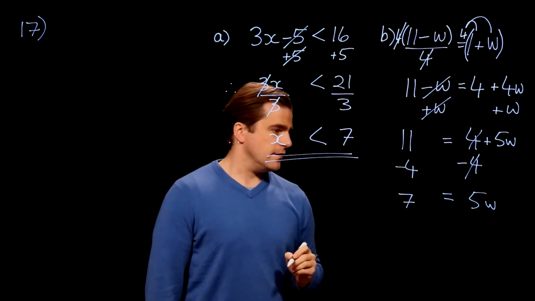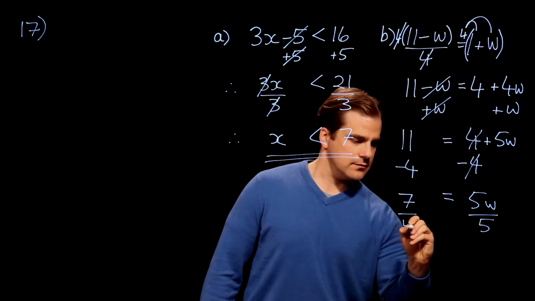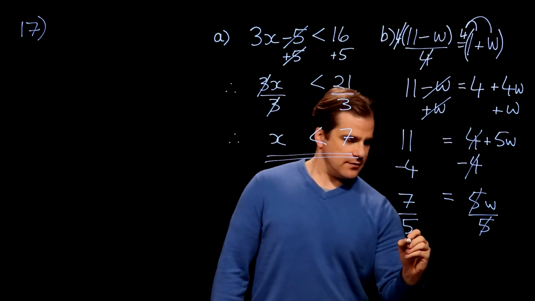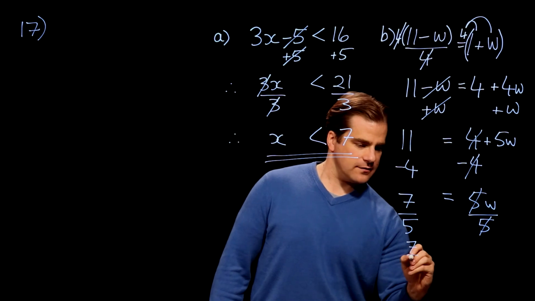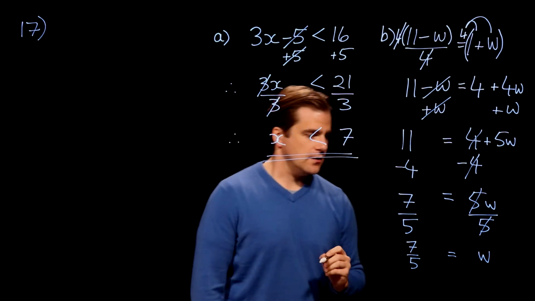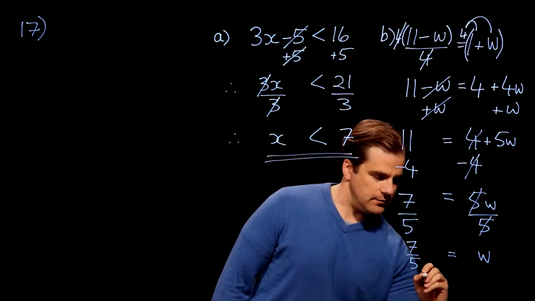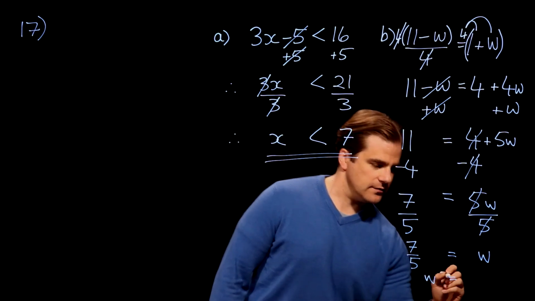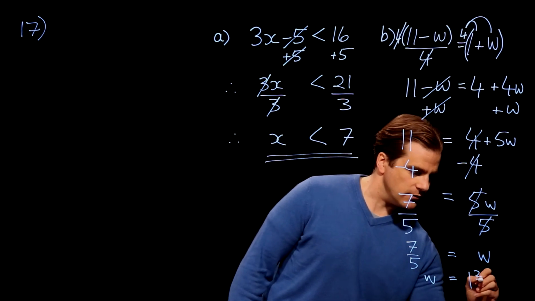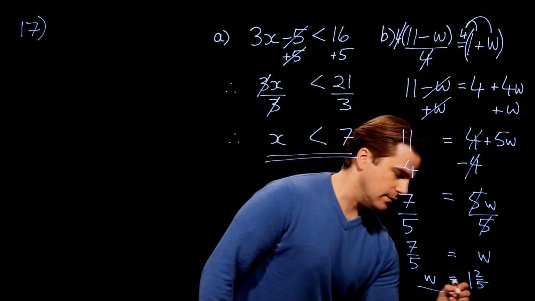Bring the 5 over here by dividing both sides by 5. 5's cancel, and we're left with 7/5 is w. It's top heavy, so we rewrite it as w equals, 5 goes into 7 once, remainder of 2, 1 2/5. And that's it.